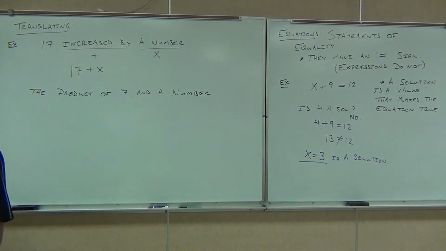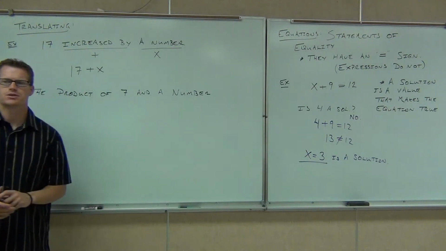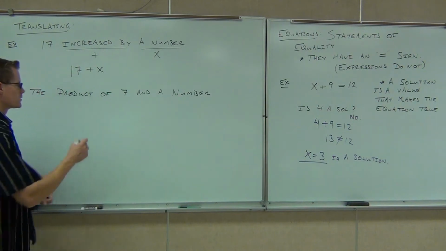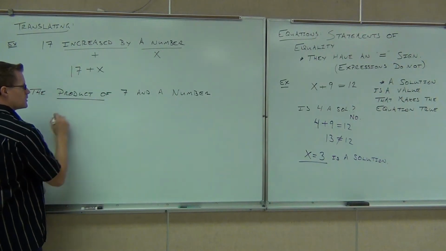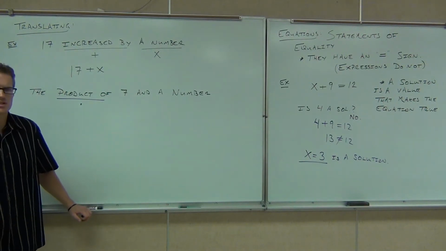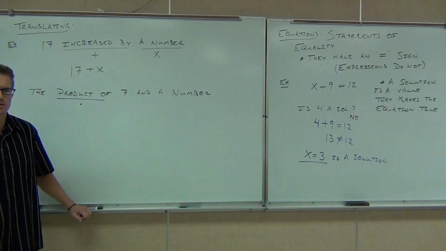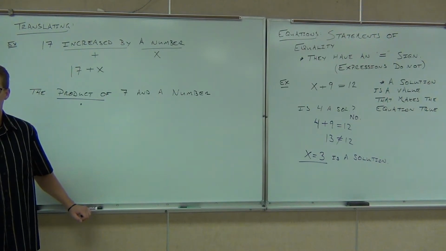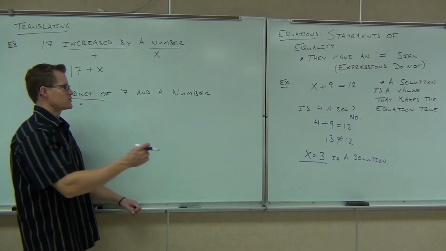Let's go through the same process. This says the product of 7 and a number. First thing, tell me something up there that means some math to you. Product. Great. What does product mean? Multiplication. Great. So product of means we're multiplying somewhere with a little dot. What else means something up there that we need to translate? A number. What do you want to make it? Y. W. I like the J's. Oh, I like J.